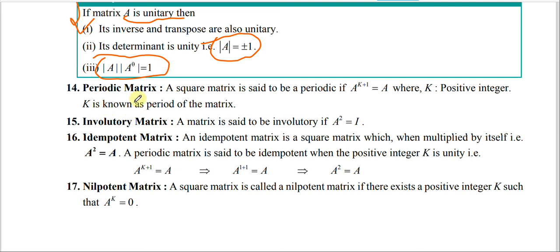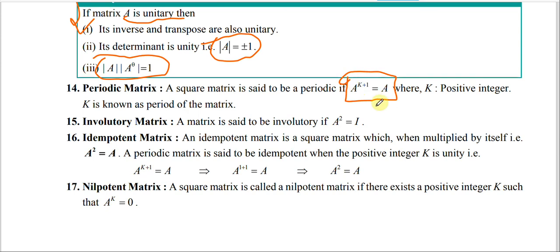Now one more small term is there: periodic matrix. If A to the power k plus 1 is A, where k is a positive integer and k should not be equal to 0, meaning k should be at least greater than or equal to 1, then k is called the period of the matrix. That's why it is a periodic matrix. If A to the power k plus 1 comes out to be the same matrix, then it will be periodic.